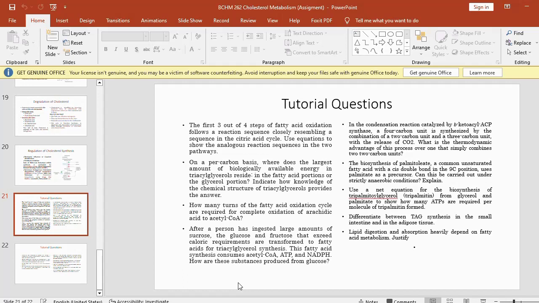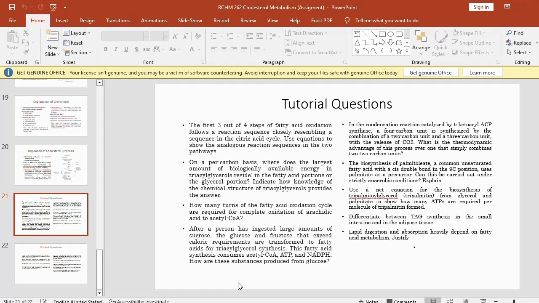And NADPH, how is this one? What are the sources of NADPH? Remember, we're talking about this same thing. So the hexose monophosphate shunt, which is also part of glucose metabolism, is used to produce NADPH. So these are just the important things to mention.